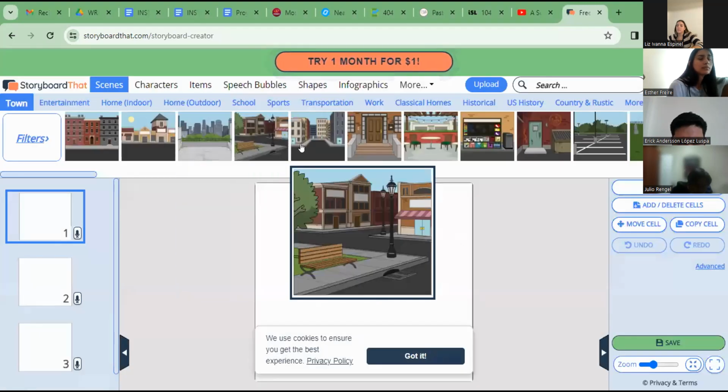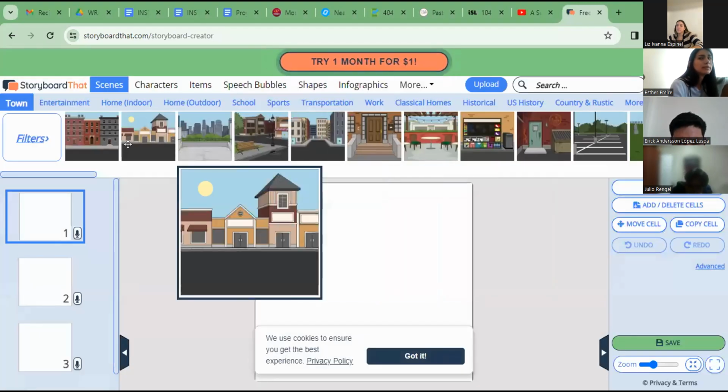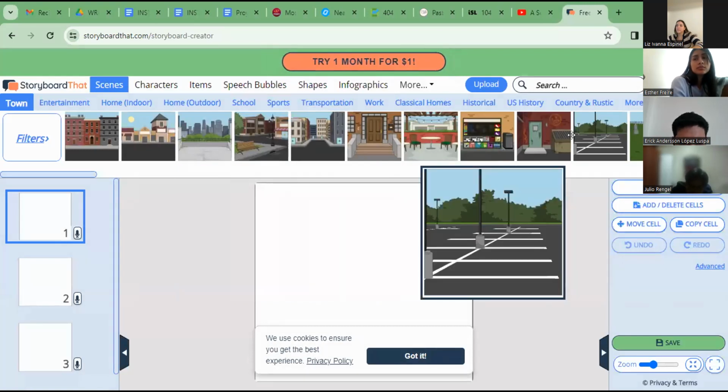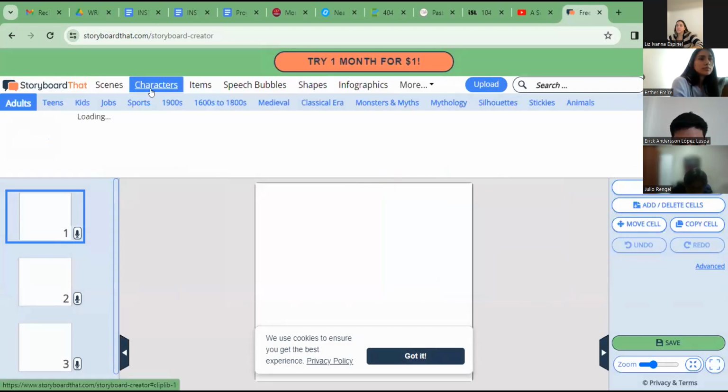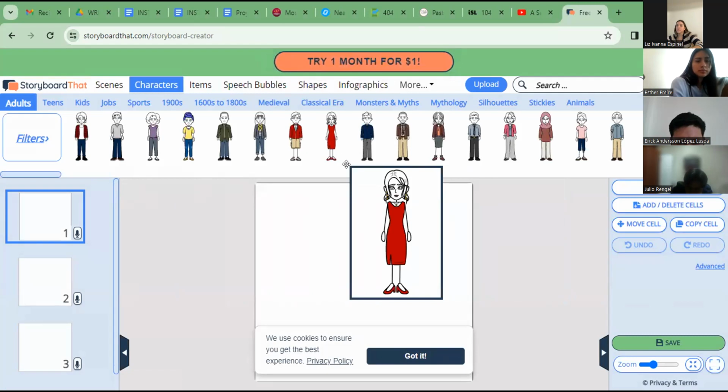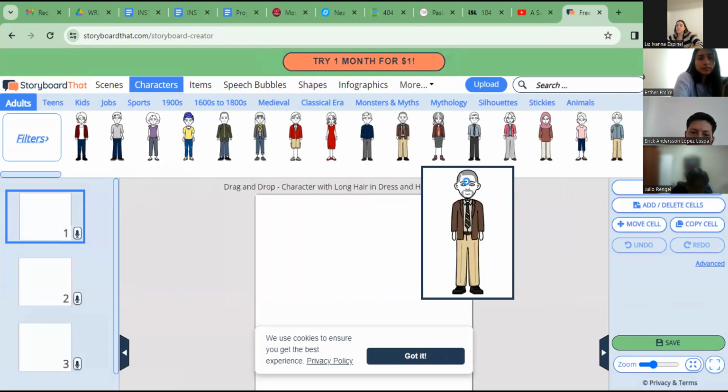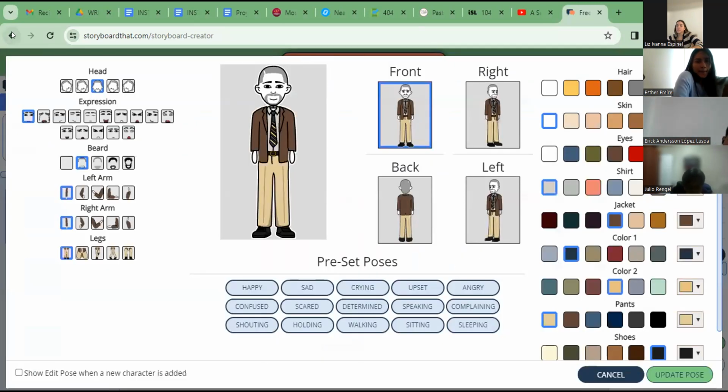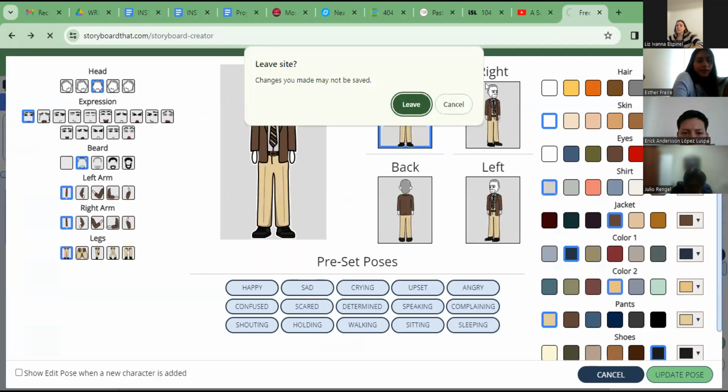And you have here the backgrounds. You select hotel, you select airport, and then you have the characters here. Yeah, and you can select the characters here, her or him, okay.